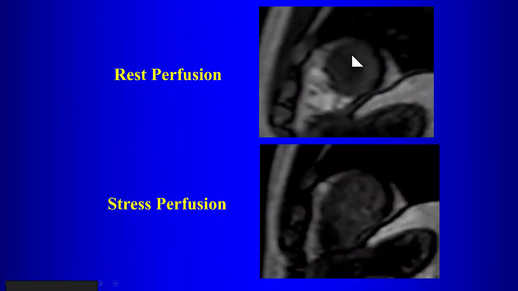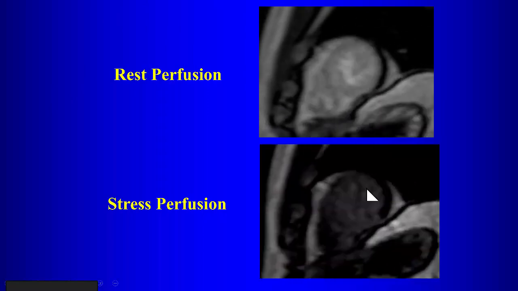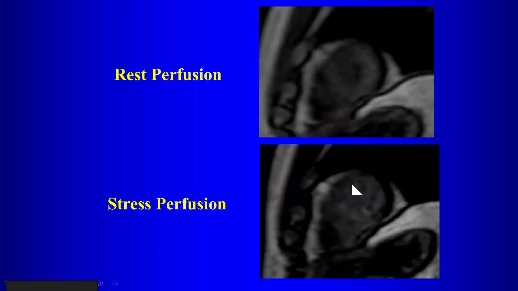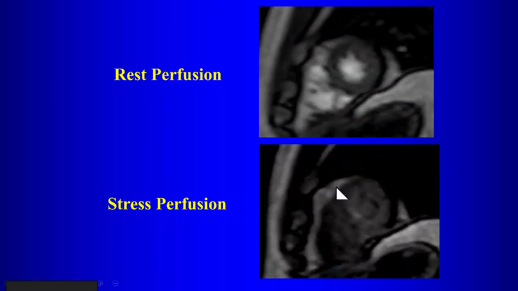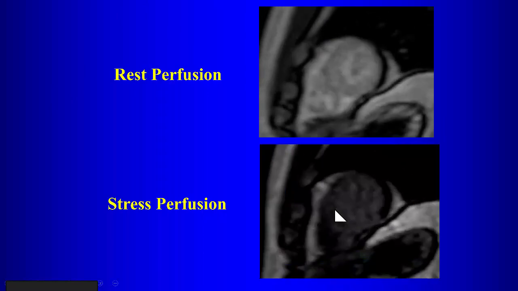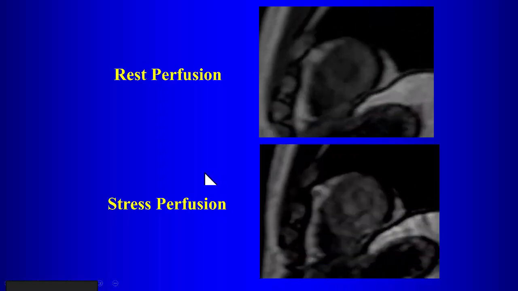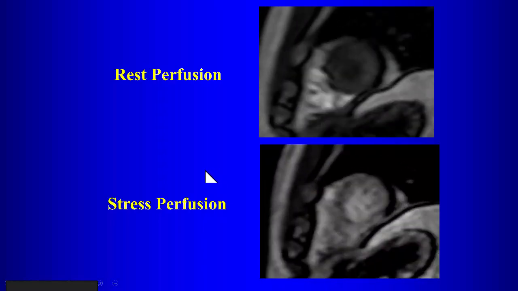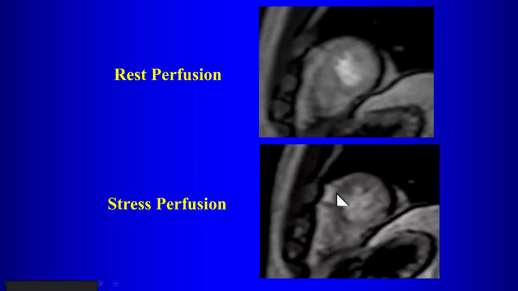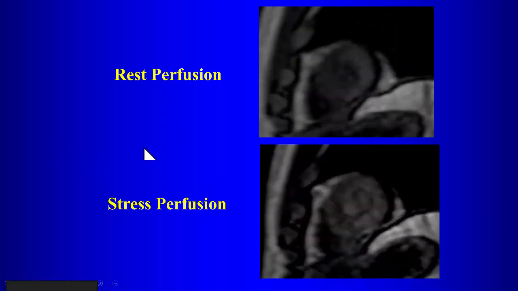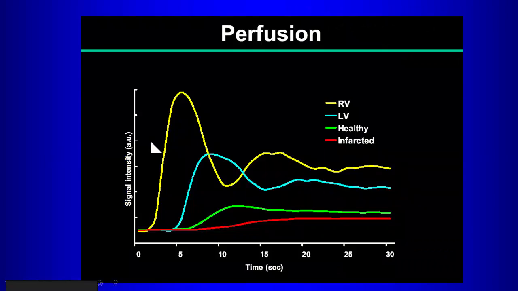So here's a rest perfusion study. Here's a stress perfusion study. Again, no perfusion defect here. Here you see a perfusion defect affecting the interventricular septum. Again, it's along the course of what vessel? Well, what vessel supplies the septum? The anterior septum. LAD, right. Again, it's along the course of the LAD. So those are perfusion defects.